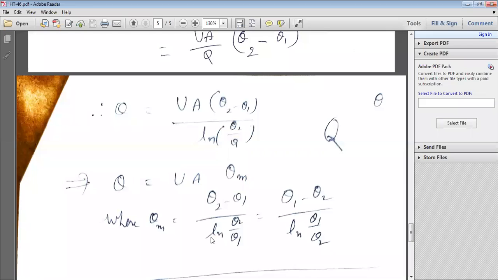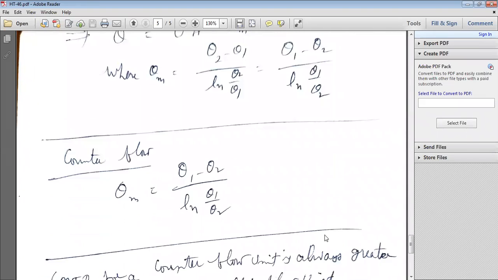Ln means natural logarithm. Finally, the temperature difference, LMTD, theta mean, is equal to theta 2 minus theta 1 by Ln theta 2 by theta 1. This can be rewritten like this: theta 1 minus theta 2 divided by Ln theta 1 by theta 2. Finally, the log mean temperature difference for a parallel flow heat exchanger is theta 1 minus theta 2 divided by Ln theta 1 by theta 2.